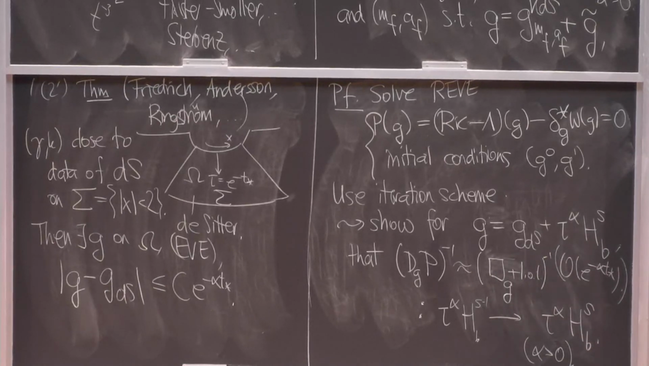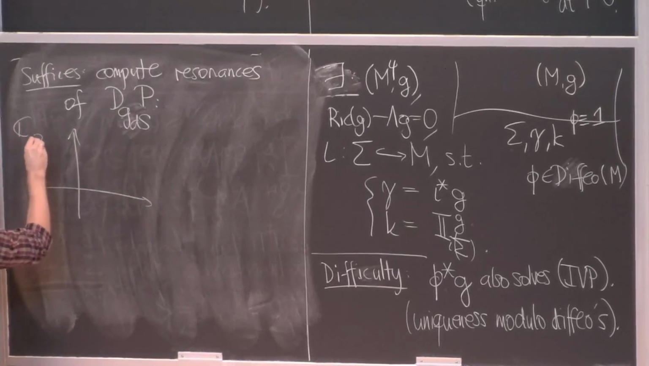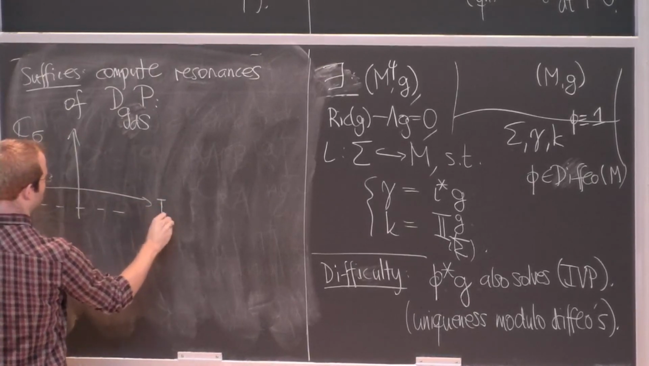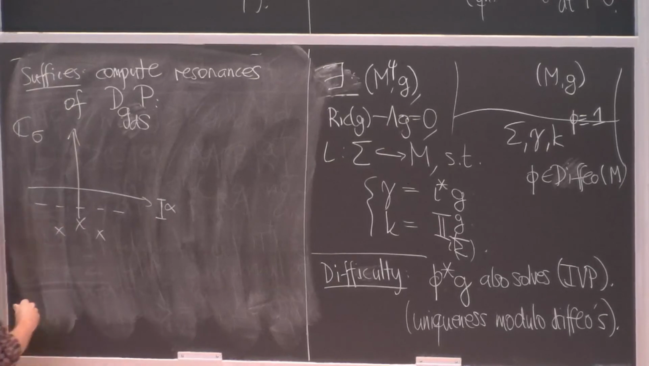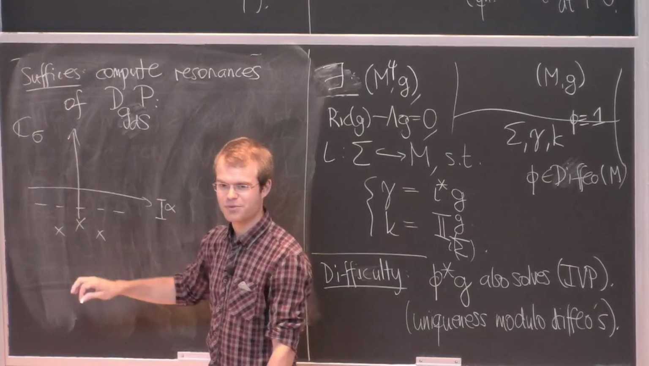OK, so we have to compute resonances for this operator. And I'm going to compute them on the blackboard now. So here's the complex plane in sigma. And there's a gap here of size alpha, and the resonances are down here. So that would be the ideal situation. But if this were the case, then we would be done proving this theorem.